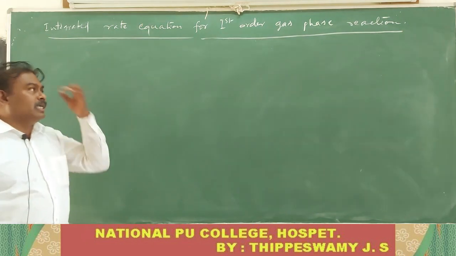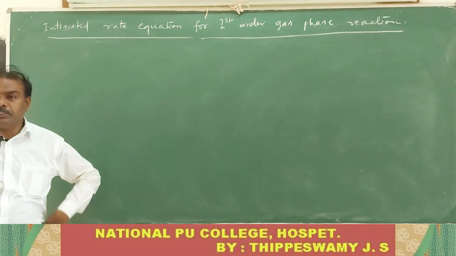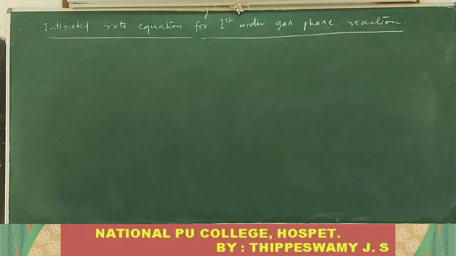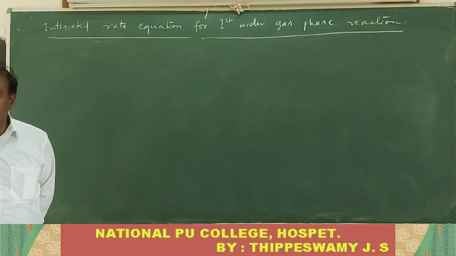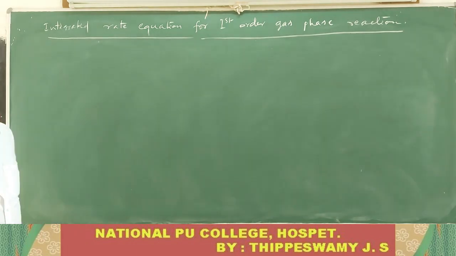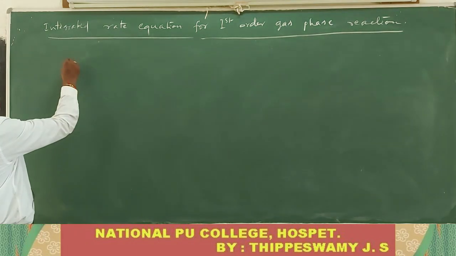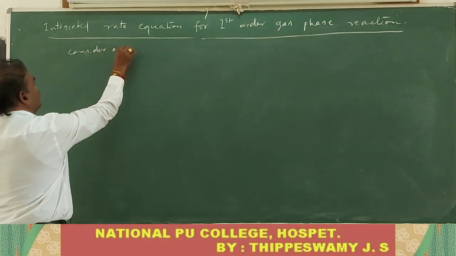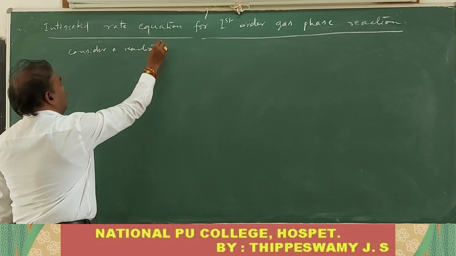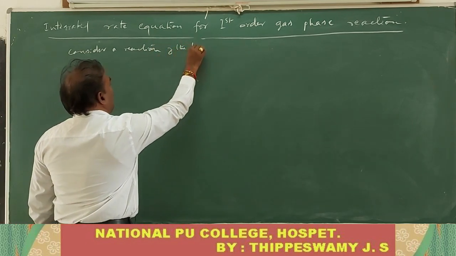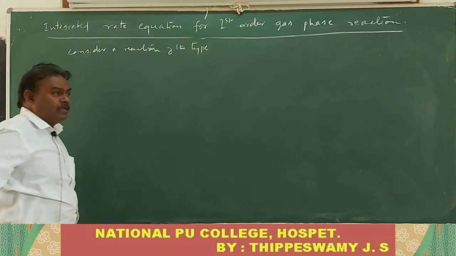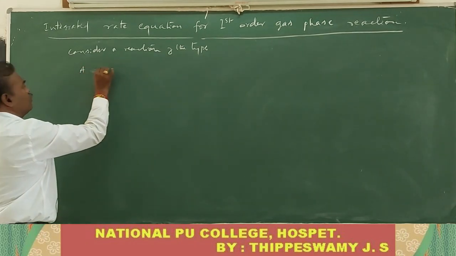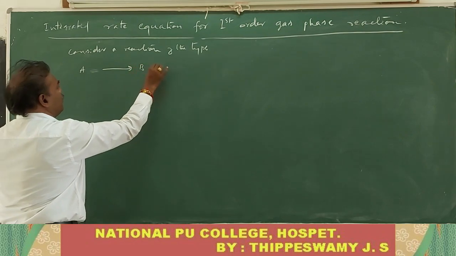Okay, students, let us see one of the simple derivations in chemical kinetics. What is the integrated rate equation for a first order gas phase reaction? First of all, we will consider a reaction of the type A gives rise to B plus C.